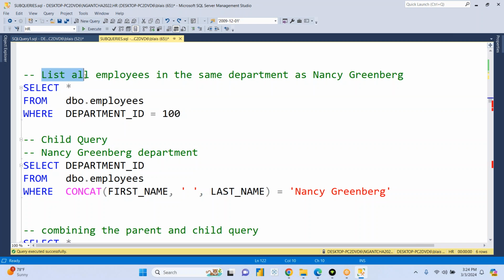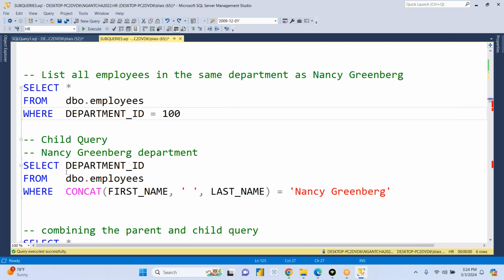The main part of the query is to list all employees. That is the parent side. The child side investigates the missing piece in your business requirement, which is very crucial. What is the department of Nancy? Imagine you were given this question. I don't know how you proceed to solve it. Maybe I was supposed to challenge you on that, to see how you solve it.